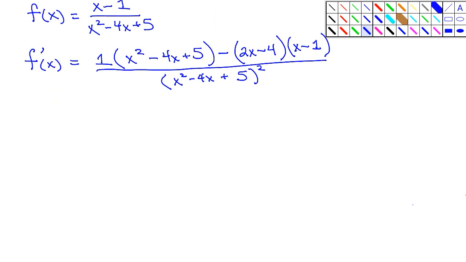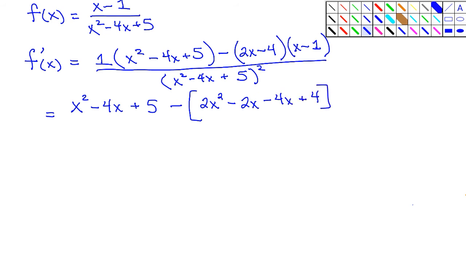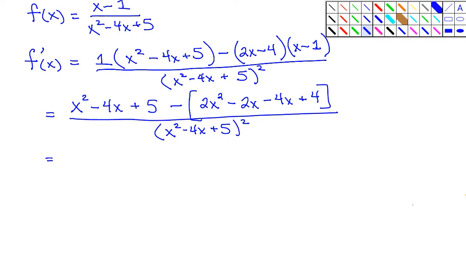And now we need to simplify. So this is going to be x squared minus 4x plus 5, minus, and now I'm going to use FOIL to multiply this out. So that would be 2x squared minus 2x minus 4x plus 4, divided by (x squared minus 4x plus 5) squared. This gives me x squared minus 4x plus 5. I'm going to distribute the negative, and combine the two like terms in the center. So it's going to be negative 2x squared. This should be negative 6x, but the negative distributes and makes it positive 6x. And then we have positive 4, distribute the negative, it becomes negative 4.